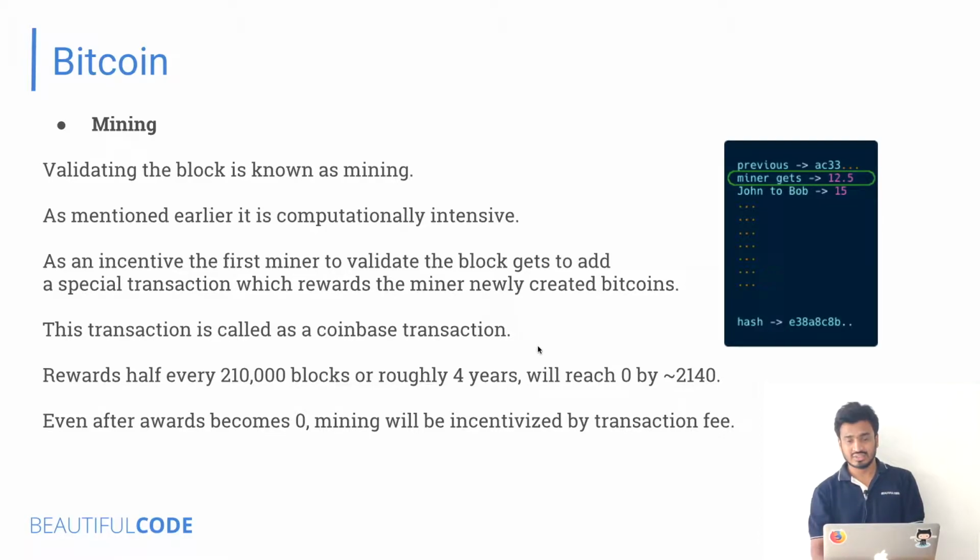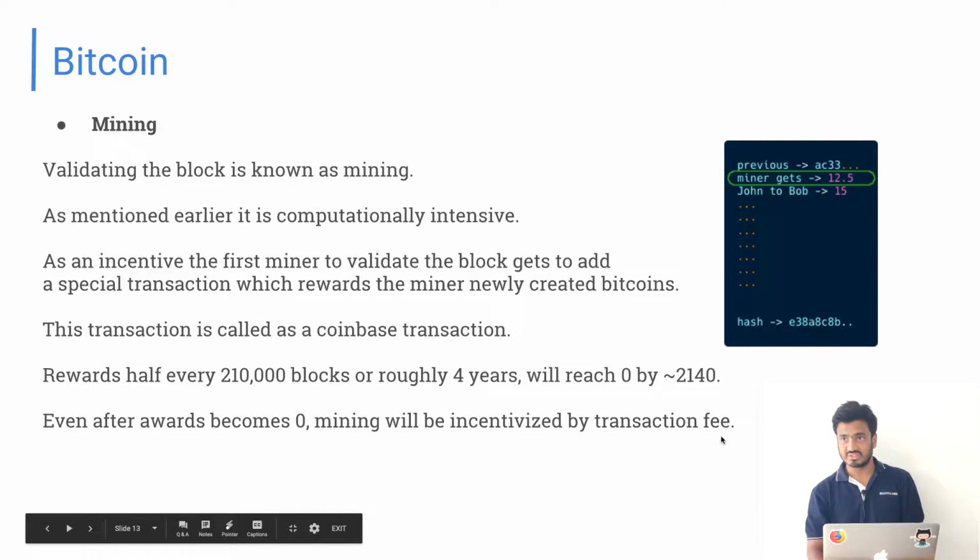It is to do with economics. If the value keeps decreasing, it creates scarcity and increases value. So because it's halving every 4 years, by 2140, it will reach approximately 0. But even after that point of time, miners will still continue mining because there is a transaction fee associated with transactions. And that transaction fee will go to the miners.